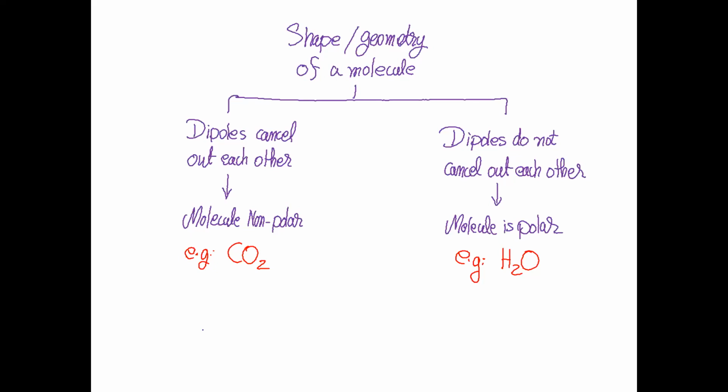This diagram shows that you have to first justify whether the bond is polar or not. Secondly, you have to see whether the dipoles are canceling each other or not.